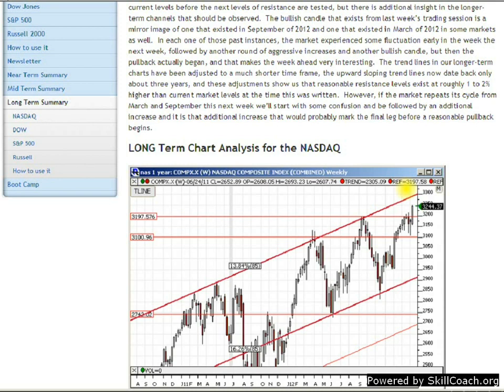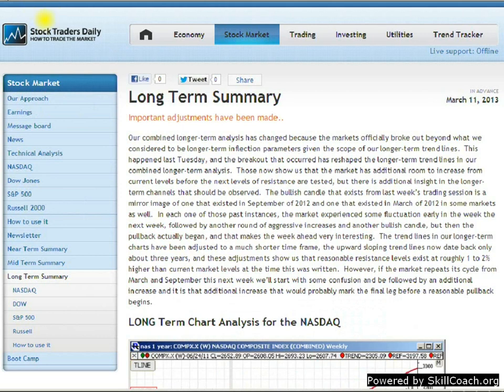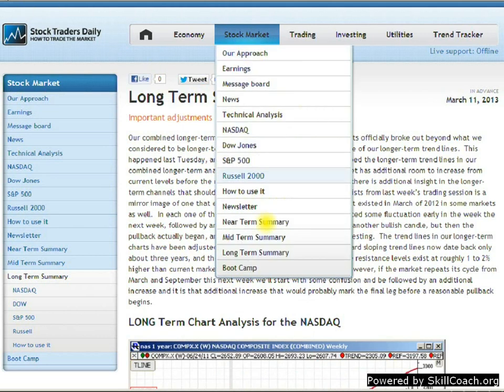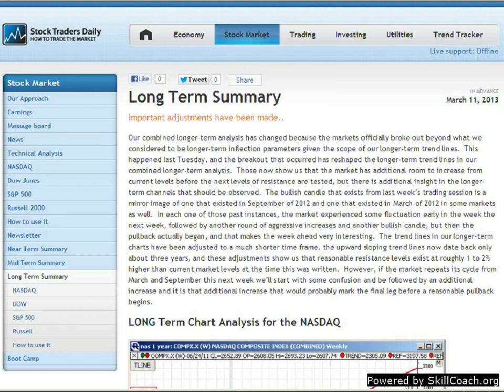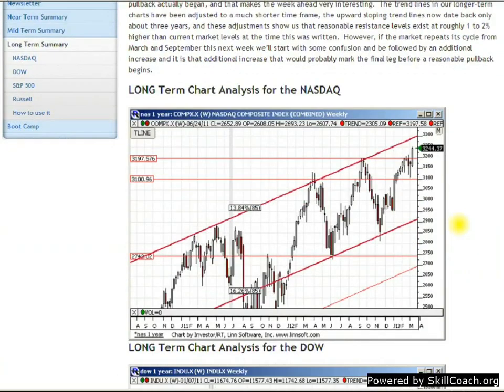You can open this chart, you can read this chart for yourself right now by logging into Stock Traders Daily and looking at the longer term summary in the stock market page. I hope that helps explain the adjustments that have happened to the longer term charts. I hope that helps explain the candle formations that exist right now. And if you have any questions, I'm happy to answer them, of course.